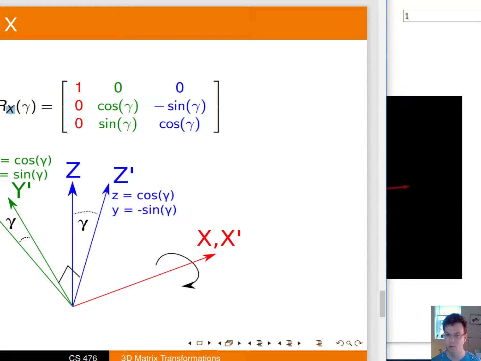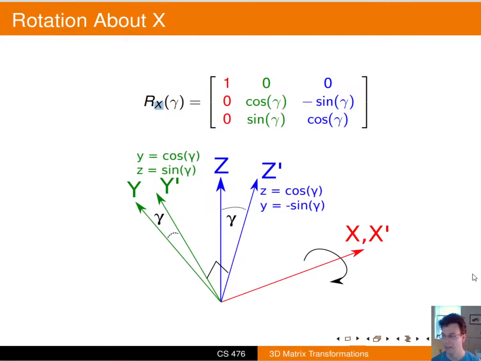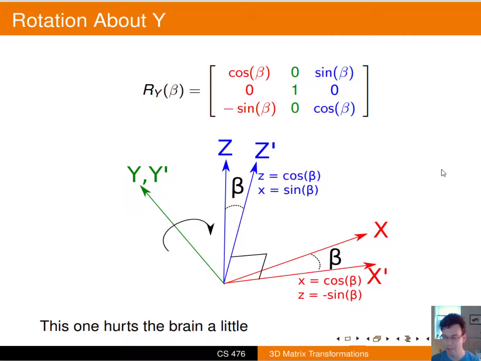Okay, so there's only one more case we need to consider, and that is rotating about y. Now it's the same kind of thing, except we kind of break the pattern that we've seen so far, so it can be a little confusing. So I say this one hurts the brain a little bit. But we're just rotating counterclockwise around y, so here's the arrow that shows it.